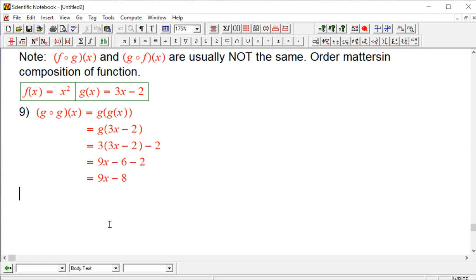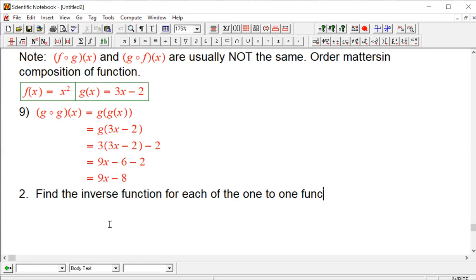Find the inverse function for each of the 1-to-1 functions given below. We were told all of these are 1-to-1 functions. Let's do the first one as a warm-up exercise.